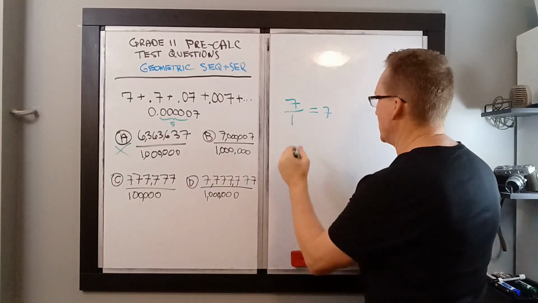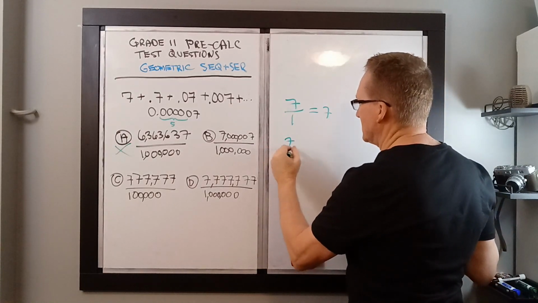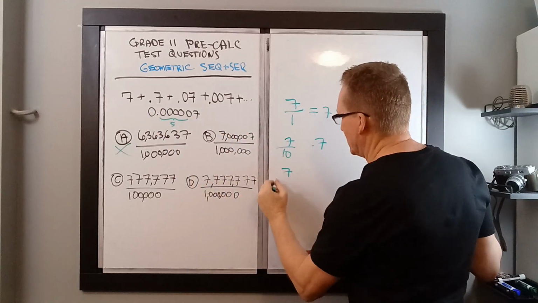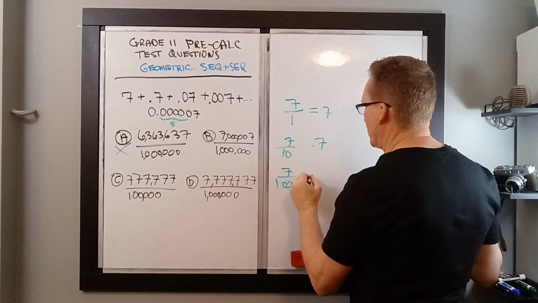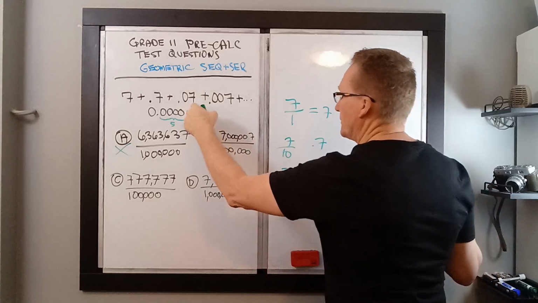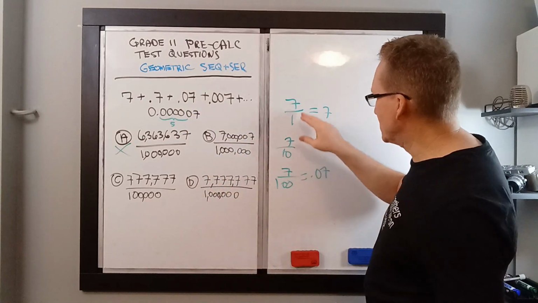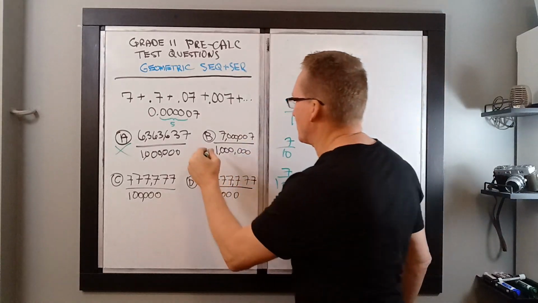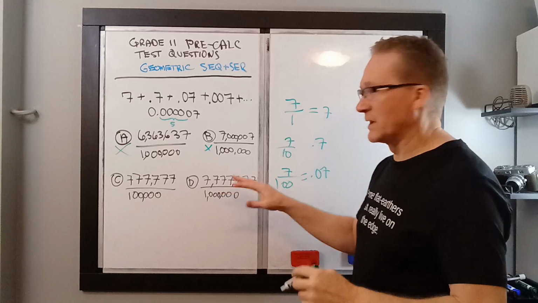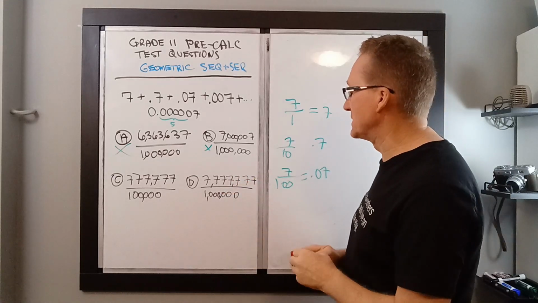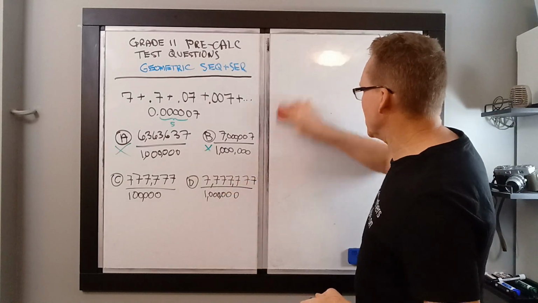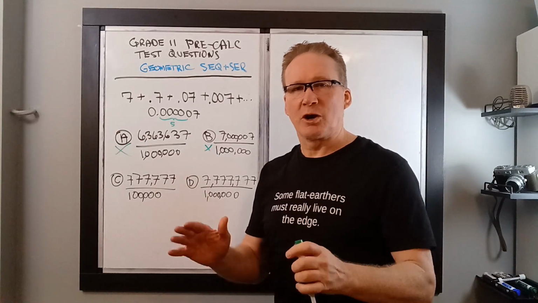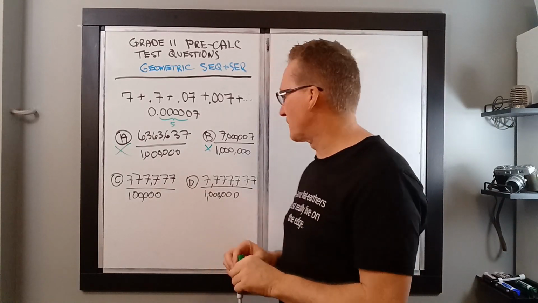I'll write this on the other side here. 7 over 10 is going to be equal to 0.7. That's the second term. 7 over 100 is going to be the third term. So you're going to add each of these. You're going to want a bunch of 7s on top of a 1. So this one here is not going to work out for us. It's going to be one of these last two. Now it's a matter of very, very carefully counting zeros and trying to figure out exactly what that is. This isn't as much a sequence and series problem as just a problem in understanding how to work with fractions.